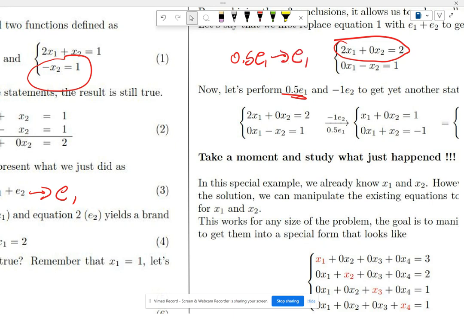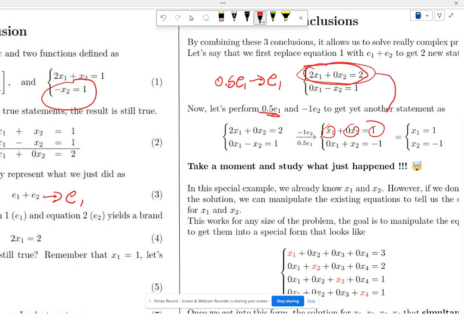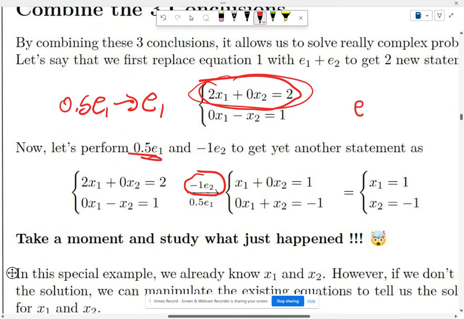Then the new equation 1 will be just half of this. So x1, 0, and 1. Notice how it's half. We've essentially divided by 2. Still a true statement. Remember, we multiply by half. You could have multiplied both sides by anything, and it would still remain true. Okay, so half of equation 1. The next thing I'm going to do is multiply equation 2 by negative 1. So equation 2, I'm going to multiply by negative 1, and that's going to become the new equation 2.